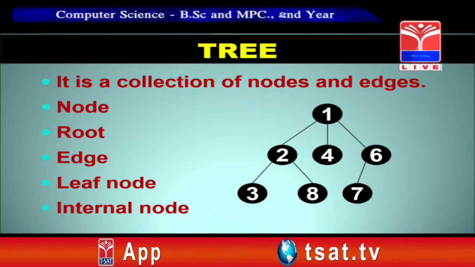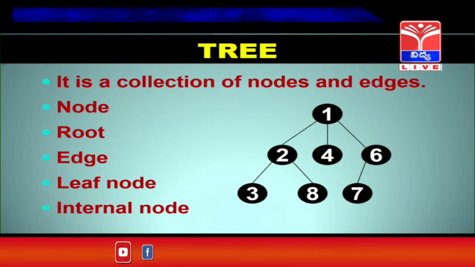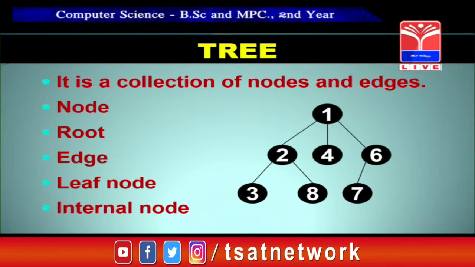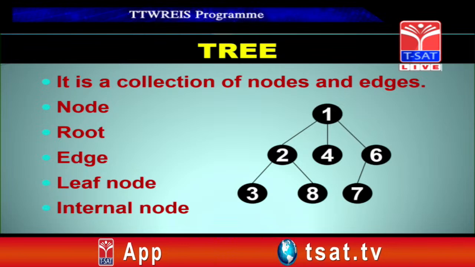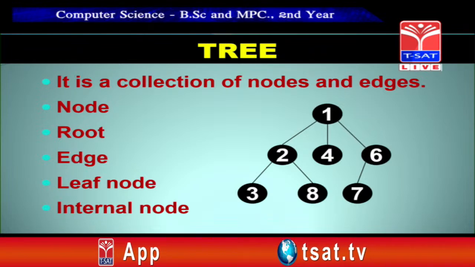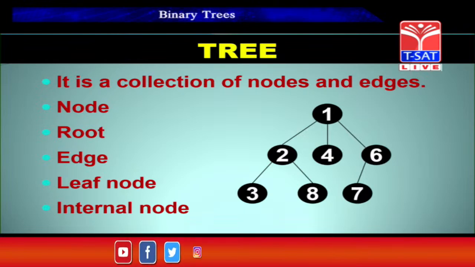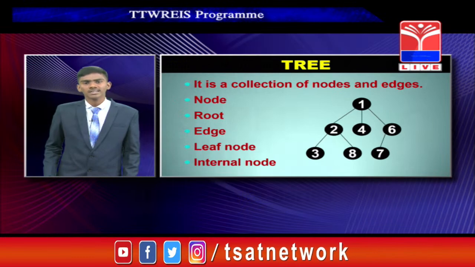Tree. A tree is a non-linear data structure. Why? Because in a tree we store the data elements in a non-sequential manner, means that in a tree we store the data elements randomly. And also a tree is a hierarchical data structure. Hierarchical data structure means that items are logically or internally related to each other in a parent-child relationship, like in a tree.